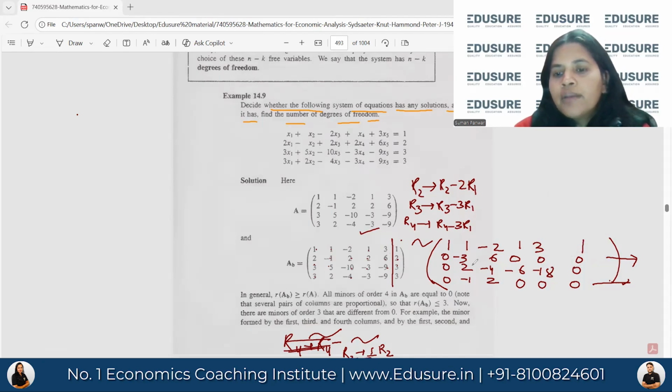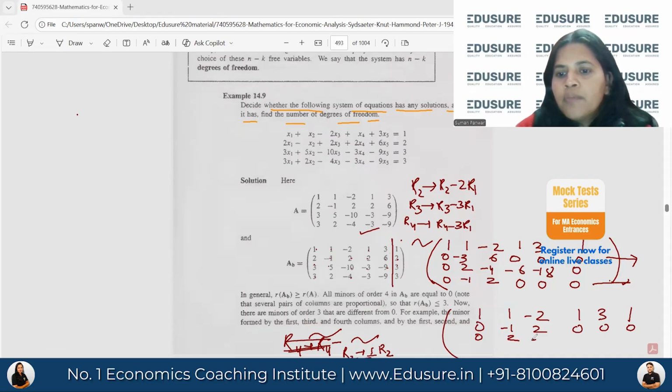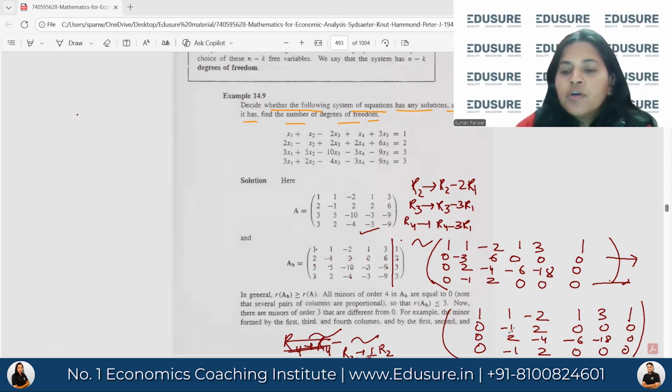So if we do 1 by 3 R2, what will happen? You are going to get 1, 1, minus 2, 1, 3, 1, 0, minus 1, 2, 0, 0, 0, 0, 2, minus 4, minus 6, minus 18, 0, and 0, minus 1, 2, 0, 0, 0. Okay.